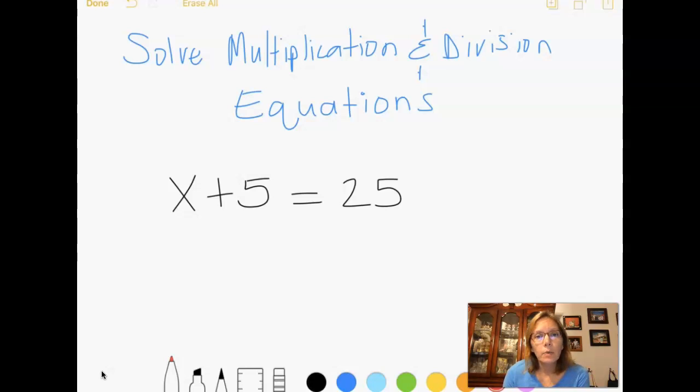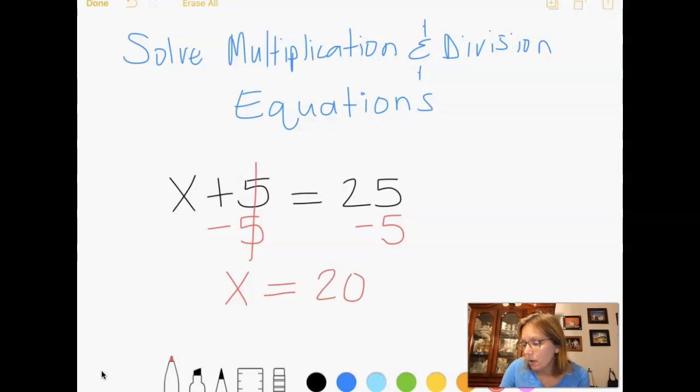And remember, I look at what's happening with the variable. So I see that 5 is being added, and I do the opposite. And whatever I do to one side, I have to do to the other. So these 5's cancel out. I'm just left with x on this side, which is exactly what I wanted. And then 25 minus 5 equals 20. So there's our review. We just look at what's happening with the variable and do the opposite.